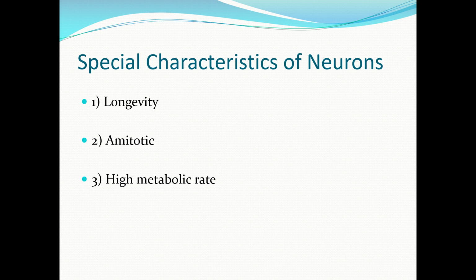As far as the special characteristics of neurons go, they have longevity. They can live your entire lifespan. However, they are amitotic, much like we saw with skeletal muscles. So even though they'll live for a long time, if they're damaged or dying, they tend to not regenerate, which of course science is finding out more and more about that every day. And they also have a high metabolic rate. They require extensive amounts of glucose as their primary energy source, and they also need a continuous supply of oxygen.